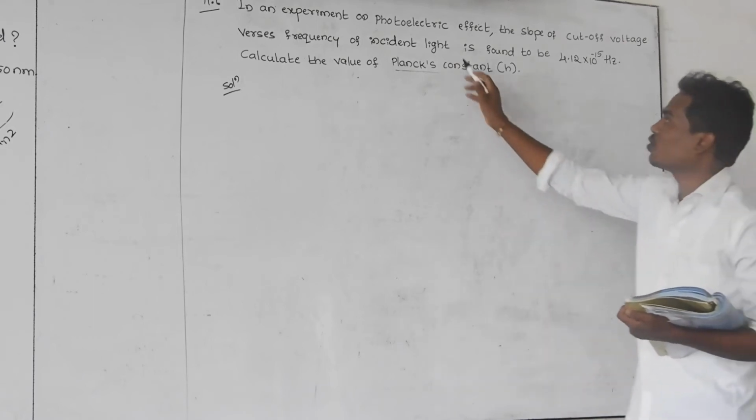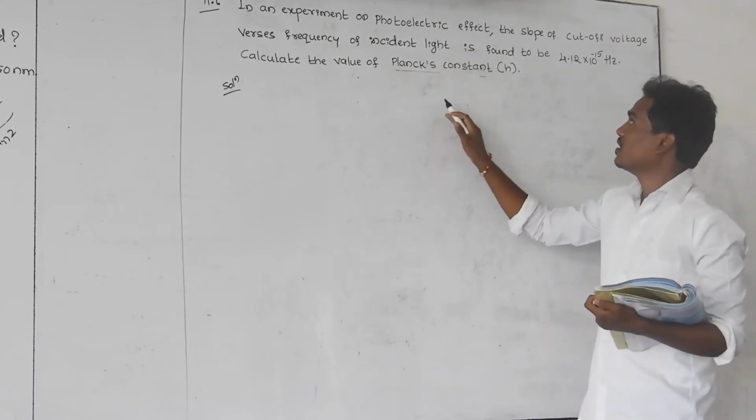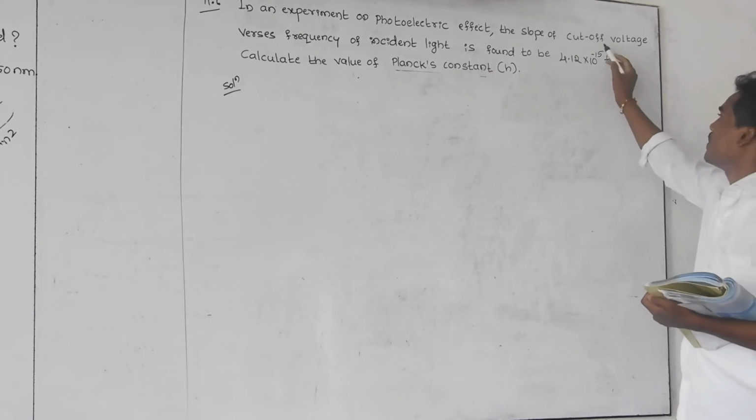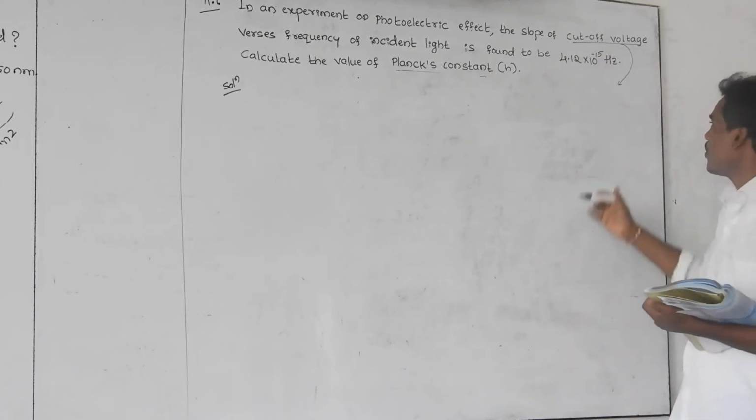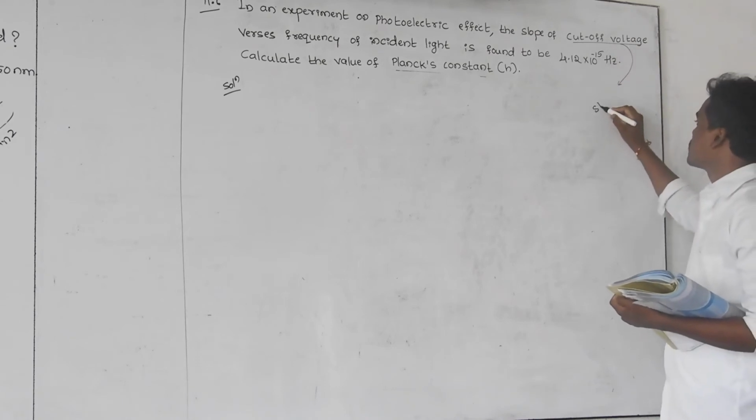In the photoelectric experiment, the slope of cutoff voltage. What is the meaning of cutoff voltage? This is the negative potential, or you can call it the stopping potential.